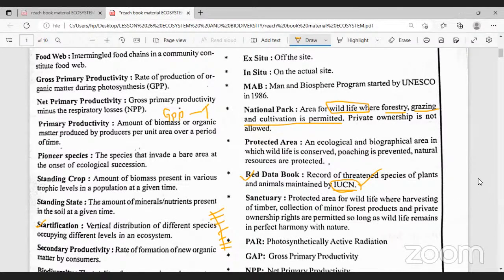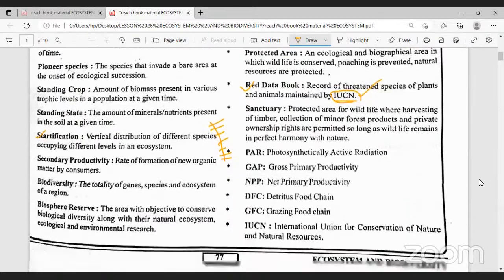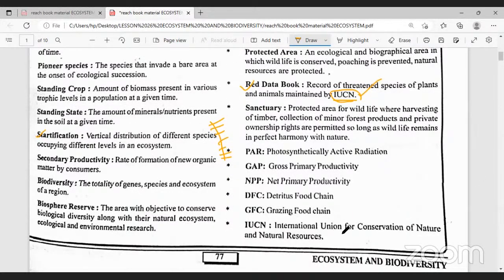What is the meaning of IUCN? It is the International Union for Conservation of Nature and Natural Resources. So IUCN, this is very, very important. Sometimes they ask questions on the Red Data Book, sometimes which committee maintains it, and then which country maintains the Red Data Book. That one is also very, very important.